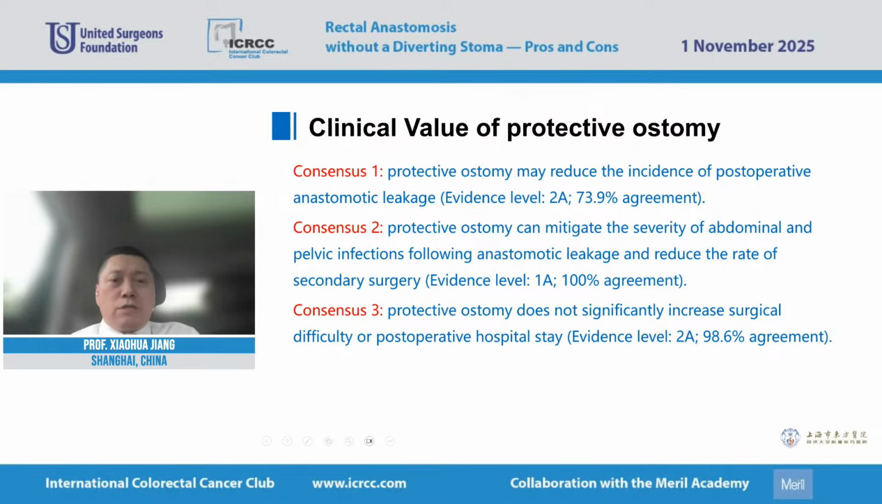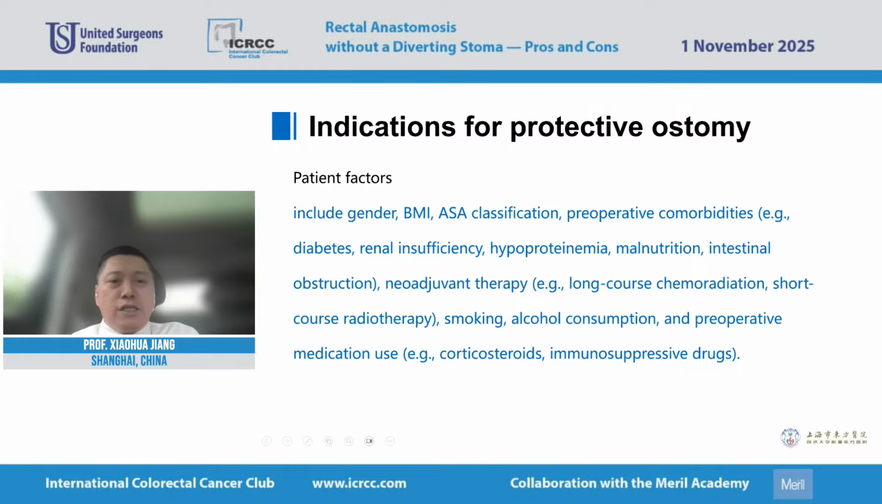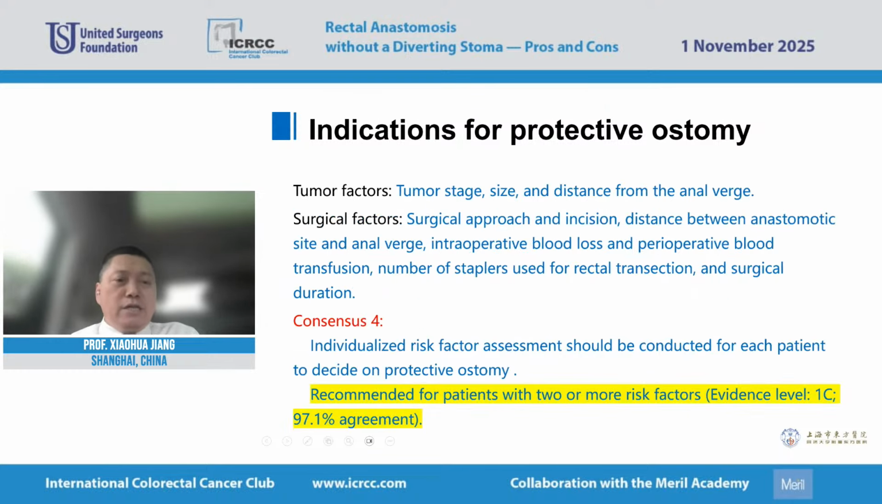One is that prophylactic ostomy may reduce the incidence of postoperative anastomotic leak. Two is that prophylactic ostomy may mitigate the severity of abdominal and pelvic infections following anastomotic leak and reduce the rate of secondary surgery. The third is that prophylactic ostomy does not significantly increase surgical difficulty or postoperative hospital stay. The indications for prophylactic ostomy in China include patient factors, tumor factors, and surgical factors. So we have consensus 4.